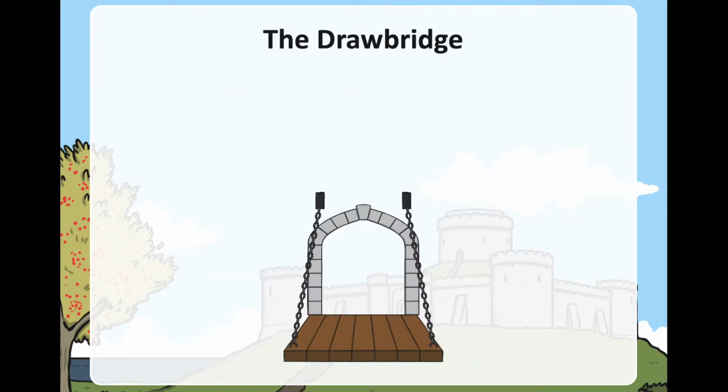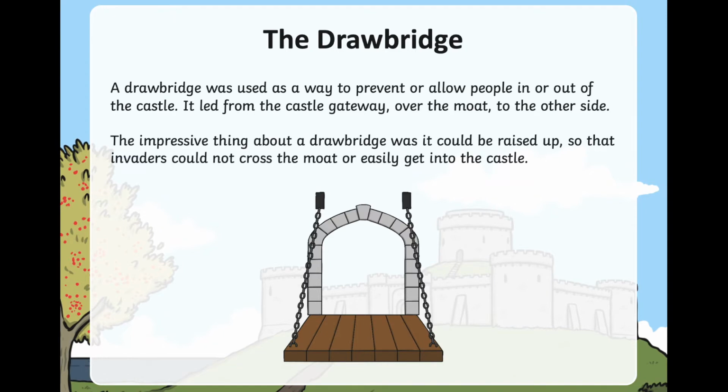The drawbridge. A drawbridge was used as a way to prevent or allow people in and out of the castle. It led from the castle gateway over the moat to the other side. The impressive thing about a drawbridge is that it could be raised up so that invaders could not cross the moat or easily get into the castle.